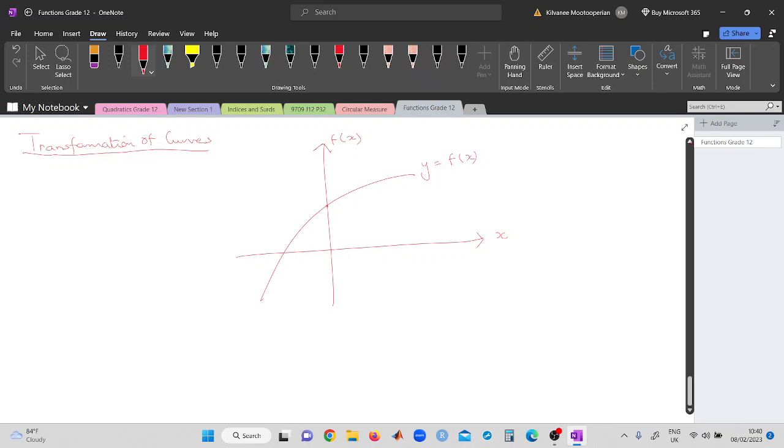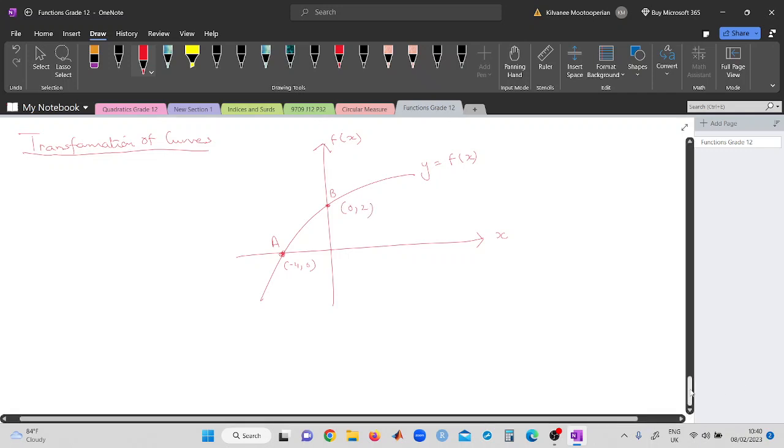Here, I have a point B. Here, I have a point A. An example: point A is minus 4, 0. This is my coordinate. The point B here is 0, 2. Okay, transformation of curve means I can take that same curve and see what transformation happens to the curve. Okay? This is what I mean by transformation of curve.